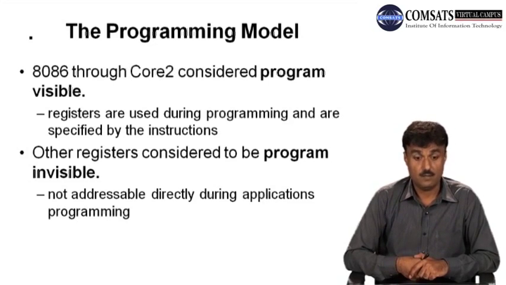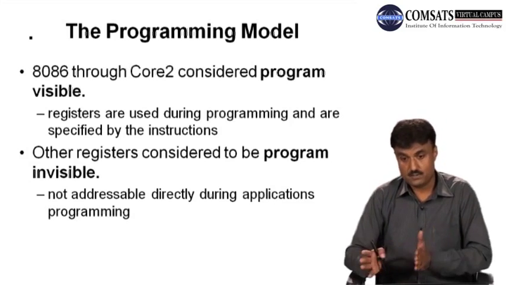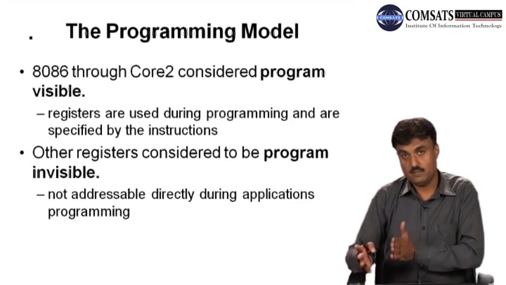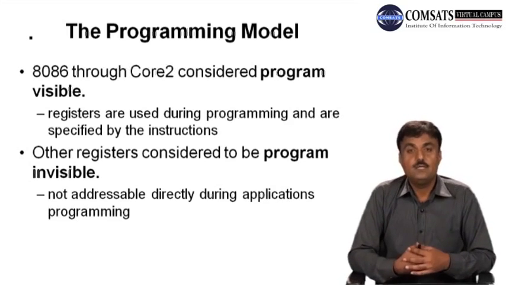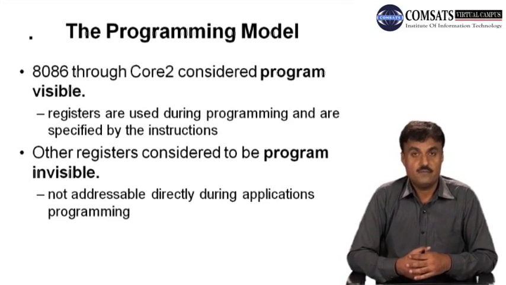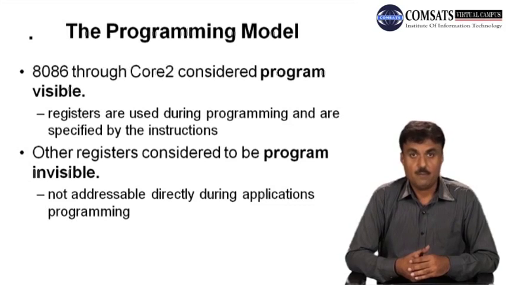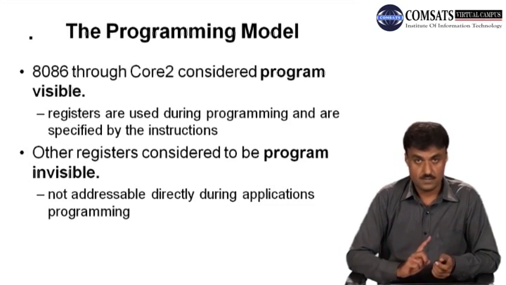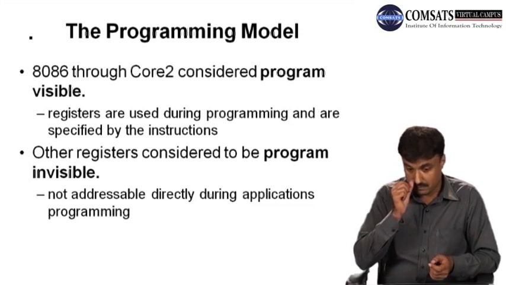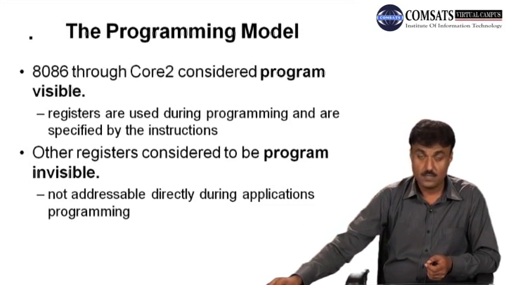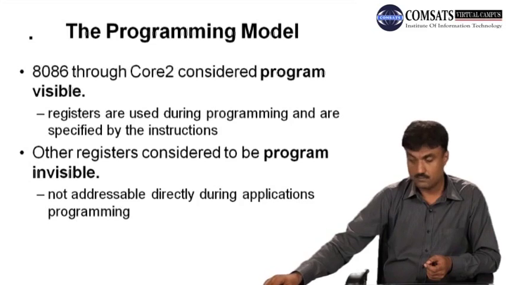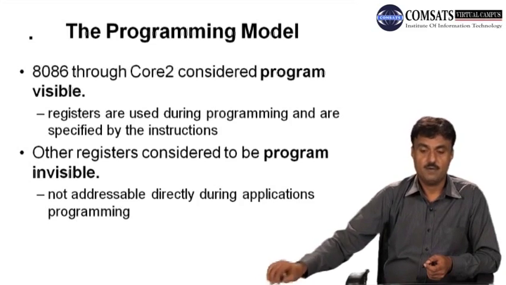There are some other registers that are considered program invisible. This is another section of the programming model. These registers are called program invisible, meaning they are not addressable directly during application programming; the application program does not address or use them directly when it is being executed. That part of the registers is called program invisible.